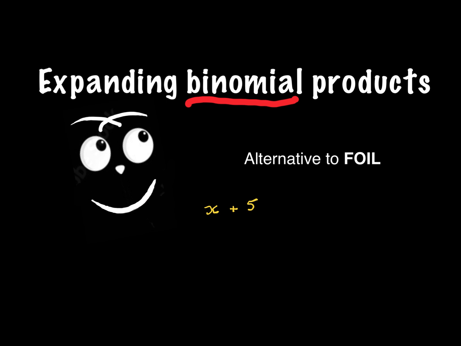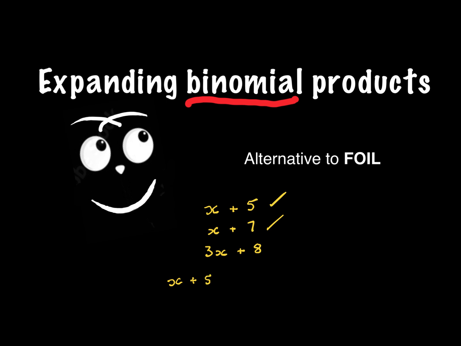Another binomial expression could be x plus 7. Another binomial expression may be 3x plus 8. In all these cases, there are only two terms. So let us say that we're going to multiply this binomial expression and this binomial expression together. So we will write, therefore, x plus 5.